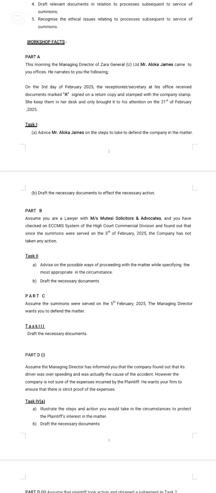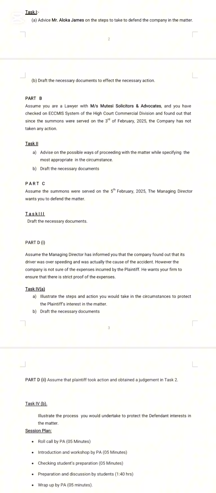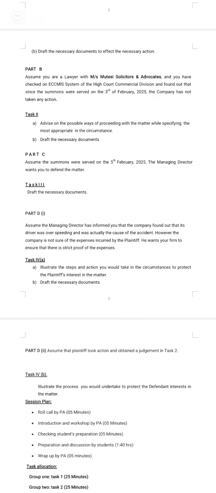So the documents here are going to be a notice of motion supported by an affidavit, basically seeking leave to file a defense out of time. Part B: assume you are a lawyer with MC Mateus Solicitors and Advocates, and you have checked on the ECMIS system of the High Court Commercial Division and found out that since the summons were served on the 3rd of February 2025, the company has not taken any actions. Advise on the possible ways of proceeding with the matter while specifying the most appropriate in the circumstances and draft the necessary documents.